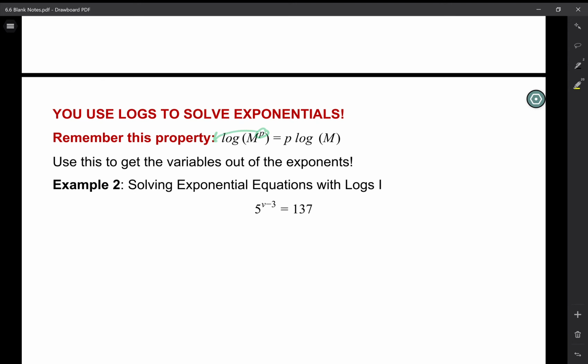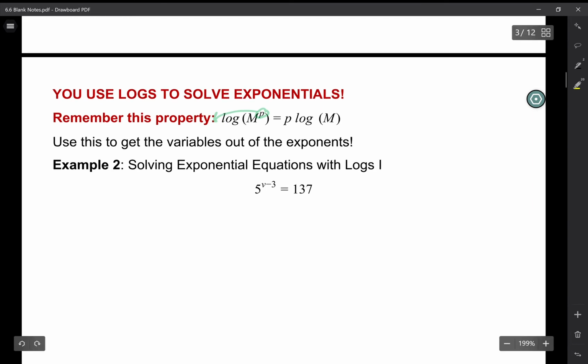Let's do an example. So let's take the logarithms of both sides of the equation that we tried there. Log of 5 to the v minus 3 equals log of 137. Since logarithms are one-to-one, we can take logs of both sides and maintain the integrity of the equation. Bring down the v minus 3 using our exponent property. v minus 3 times log 5 equals log of 137.